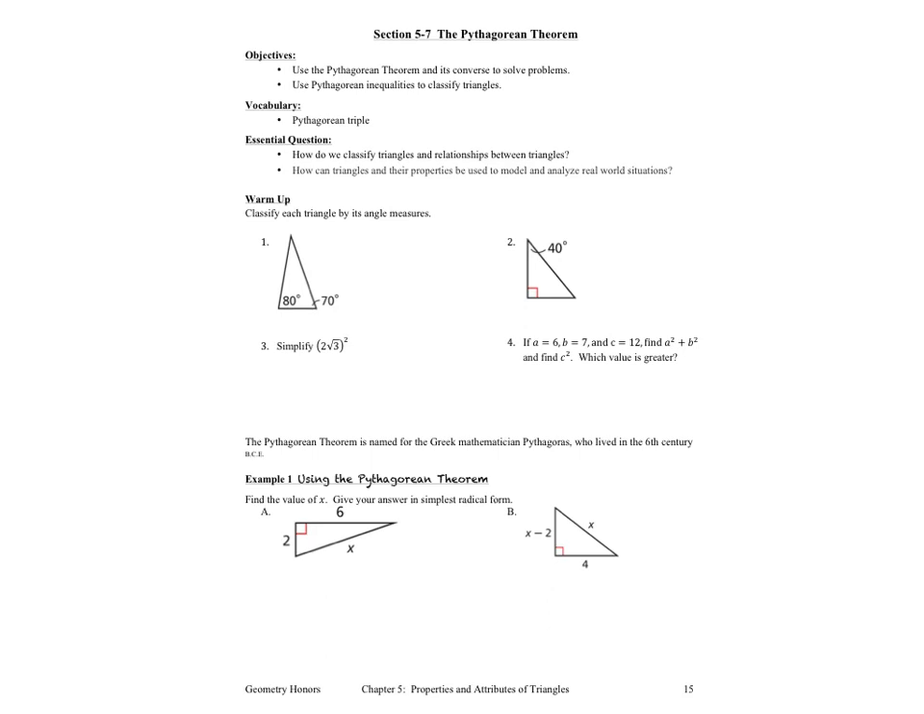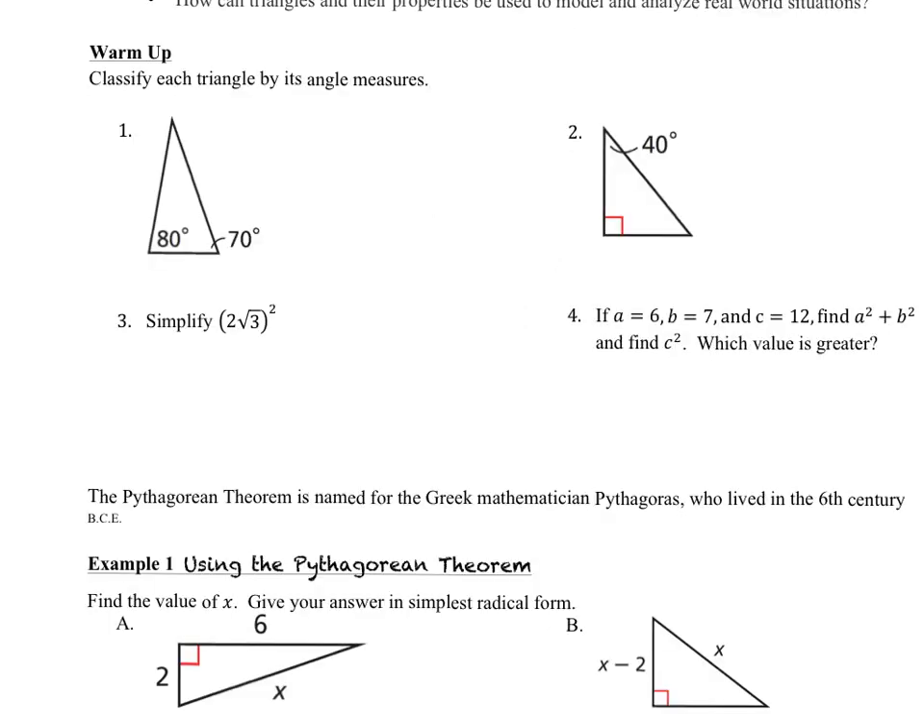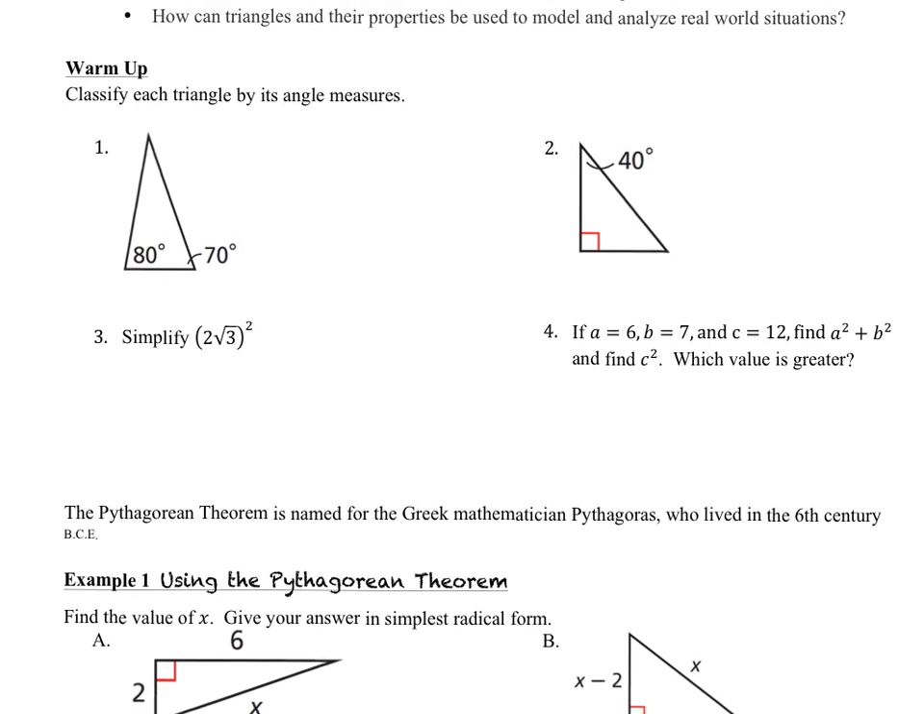This is 5-7, the Pythagorean theorem. According to the triangle sum theorem, the measure of this angle would be 30 degrees because we need to add these up to 180 degrees. So since they're all acute, this is an acute triangle. To classify by angles, the one on the right would be a right triangle, and if you wanted to, you could even figure out that missing angle.